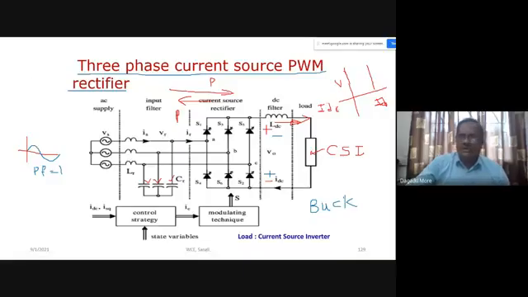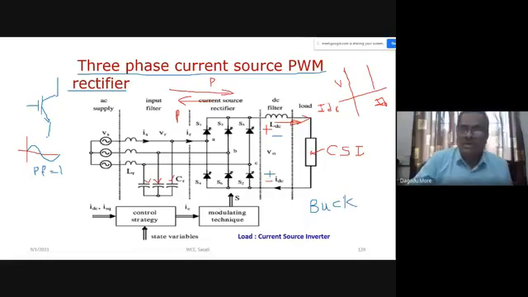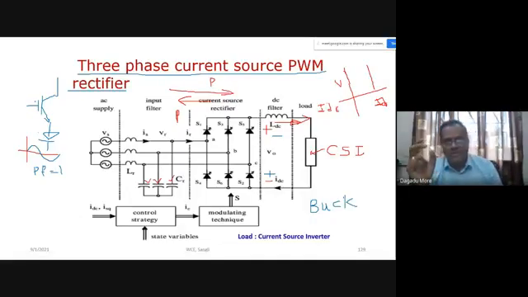If you take the IGBT, I'll just draw the symbol here. This is the symbol of an IGBT. The IGBT will block the forward voltage, but its reverse voltage blocking capability is very less. So to use an IGBT for reverse voltage blocking, we have to use a diode in series with it. MOSFET and IGBT both have forward voltage blocking capability, but very little reverse voltage blocking capability.